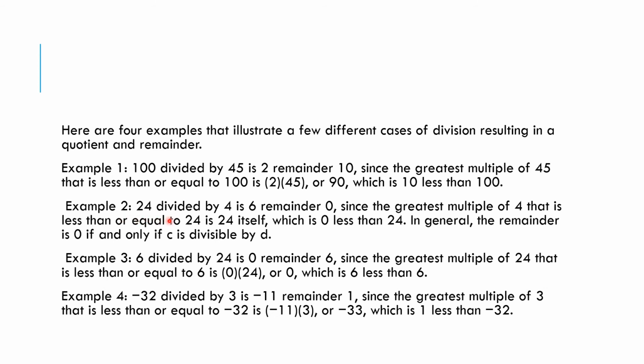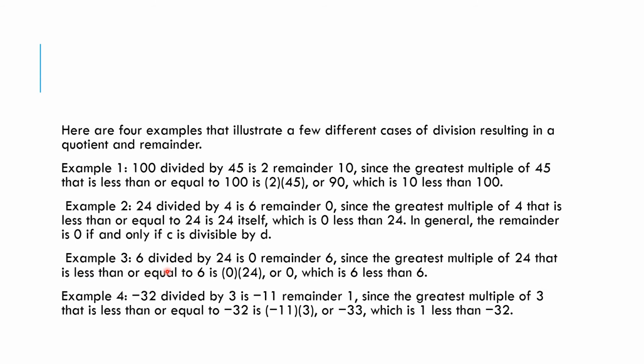Example 2. 24 divided by 4 is 6, remainder 0, since the greatest multiple of 4 that is less than or equal to 24 is 24 itself, which is 0 less than 24. In general, the remainder is 0 if and only if c is divisible by d.